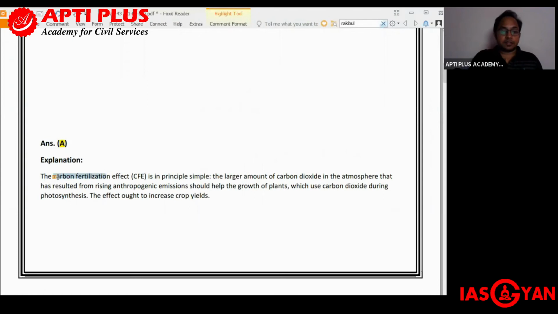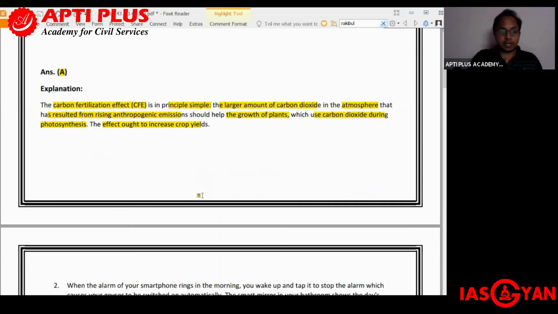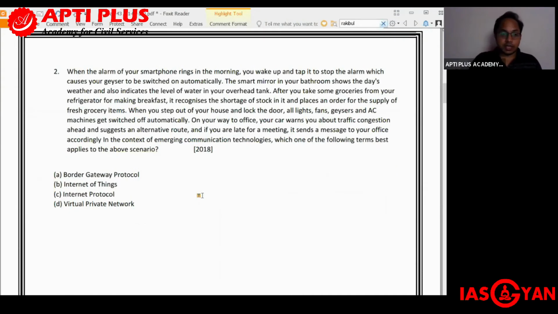The carbon fertilization effect is in principle simple. That is, the larger amount of carbon dioxide in the atmosphere that has resulted from rising anthropogenic emissions should help the growth of plants which use carbon dioxide during photosynthesis. And this actually helps to increase the crop yield. So that is 1A. Moving to the second question, this is also from UPSC Prelims 2018.